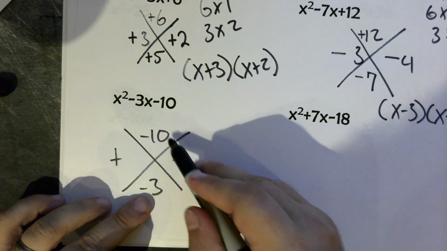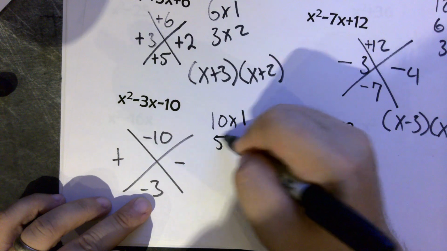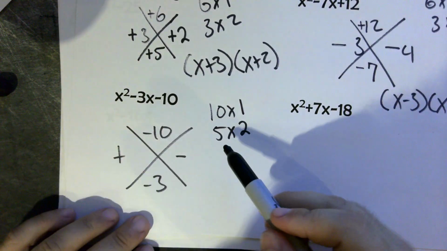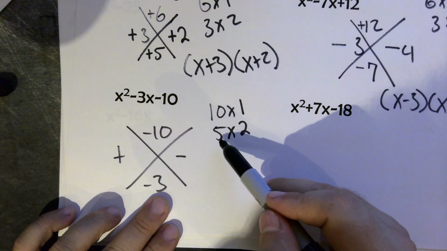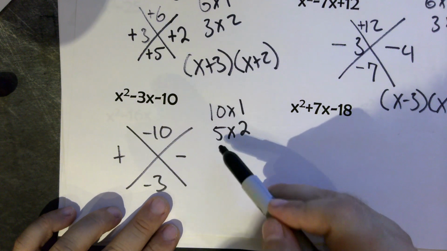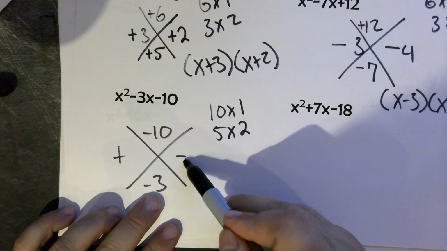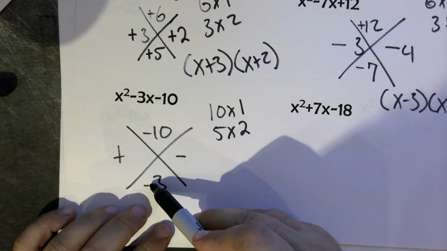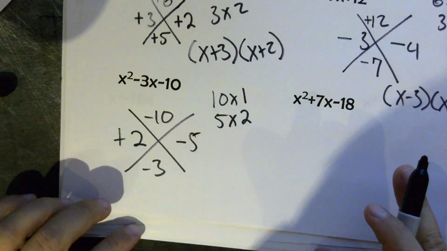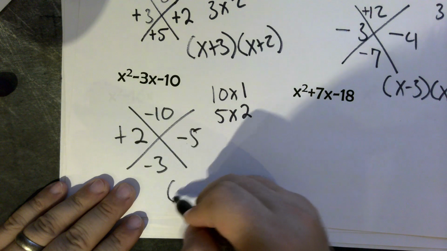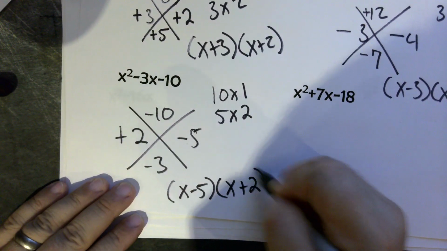Okay. So let's look at factors of 10. 10 times 1, 5 times 2, and that's it. So one of these has a factor that's 3 bigger than the other. Well, 5 is 3 bigger than 2. So I know I'm going to use 5 and 2, and my 5 has to be negative because it has to beat my 2 by 3. And that's how you do it when your c is negative. So this is x minus 5, x plus 2.